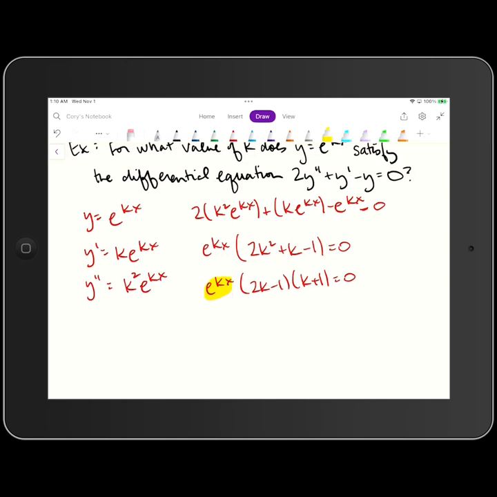So the only way that product can be equal to 0 is when the first factor, 2k minus 1, is 0, or the second factor, k plus 1, is 0. And that happens when k is equal to 1/2 and k is equal to -1, respectively. So those are your two solutions to that differential equation.